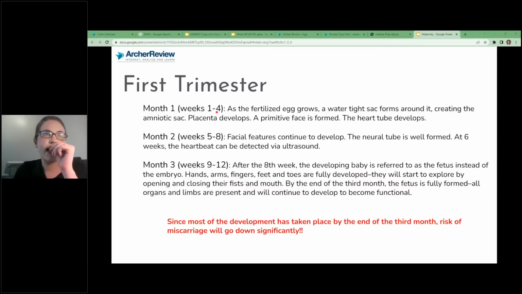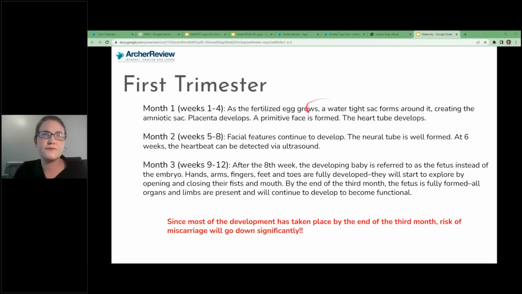And really, this is the time where a fertilized egg grows and a watertight sac forms around it, and that creates the amniotic sac. That happens really early. This is also when that placenta develops, and already a primitive face starts to form and the heart tube develops.